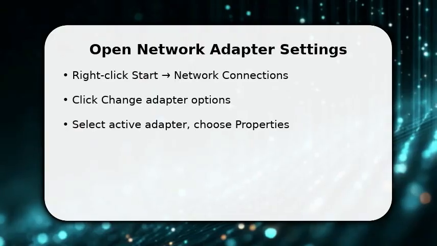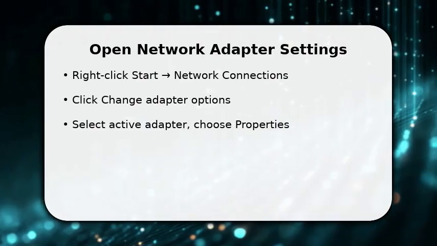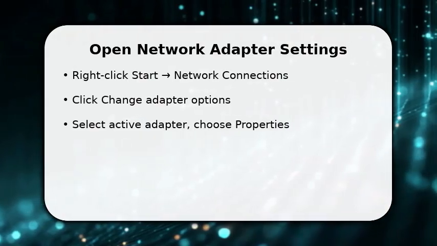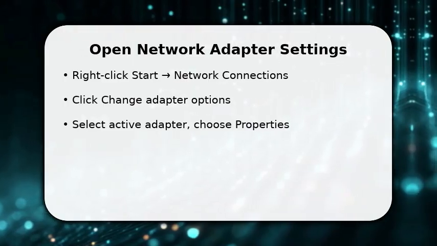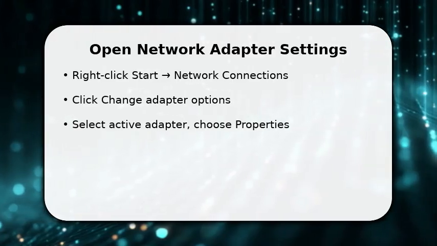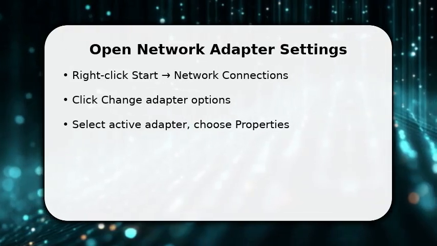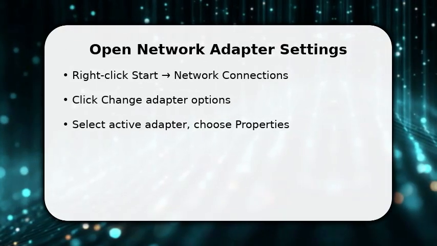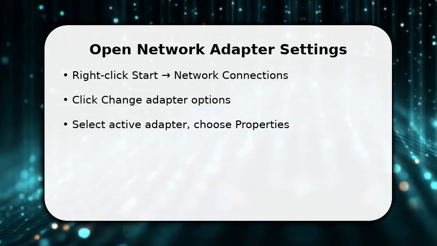Enjoy the video. You start by opening the network adapters so you can change DNS, where Windows actually looks up names. Right-click Start and pick Network Connections, then click Change Adapter Options. Now find the adapter that's active, Ethernet or Wi-Fi, and right-click it to open Properties. Once done, scroll to Internet Protocol version 4 (TCP/IPv4) and double-click it so you can edit the DNS fields.